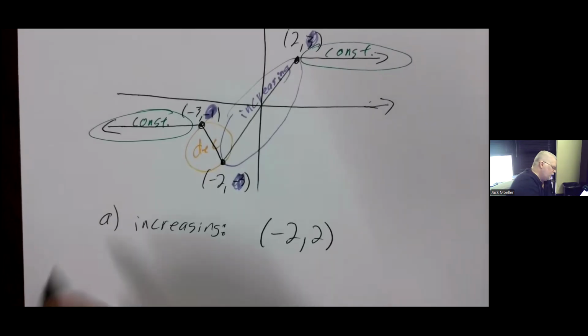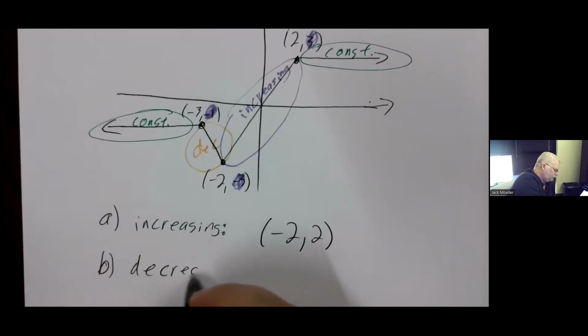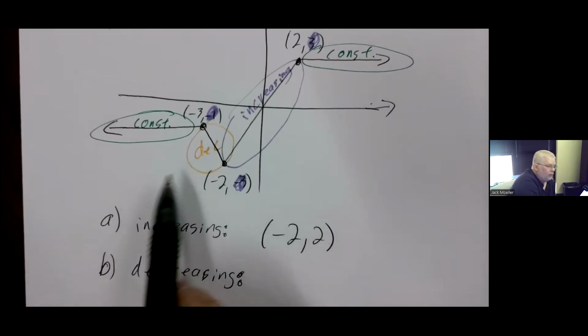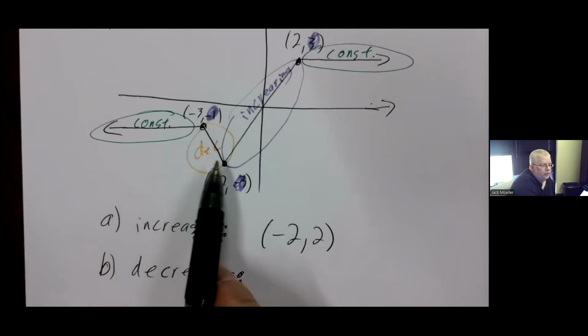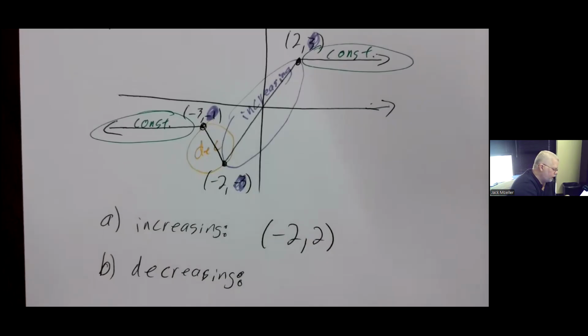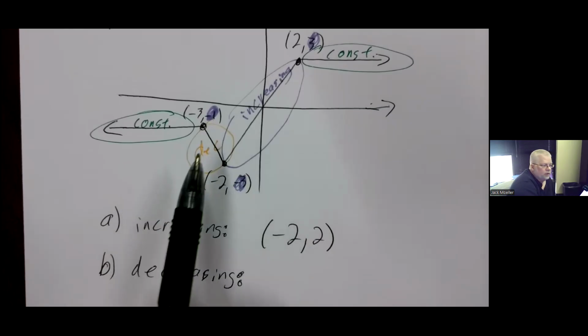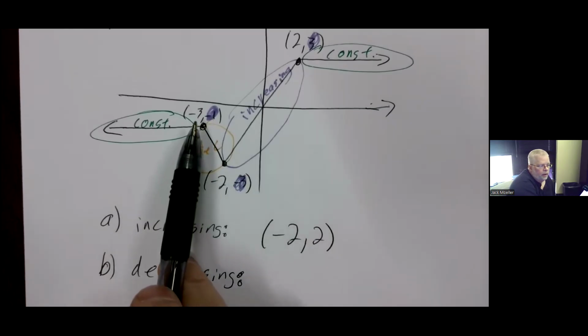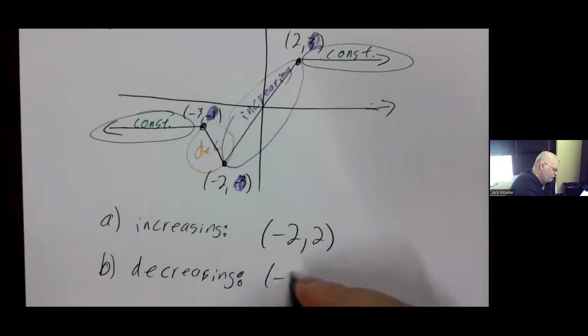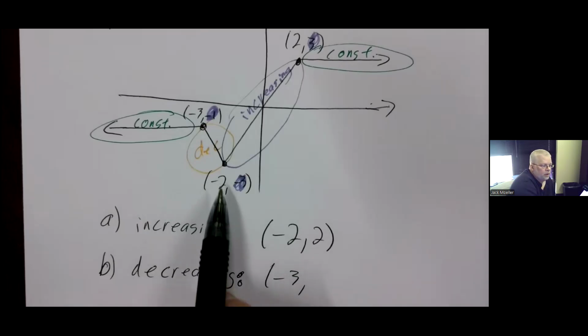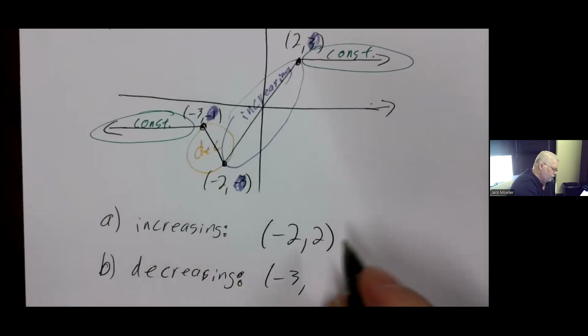All right, so where is this decreasing? Okay, well, decreasing is where we have negative slope. There's only one interval that has negative slope, so we only have one interval in our answer. Okay, so where does it start decreasing? So on the left, it's -3. And where does it stop decreasing? Well, there at -2.